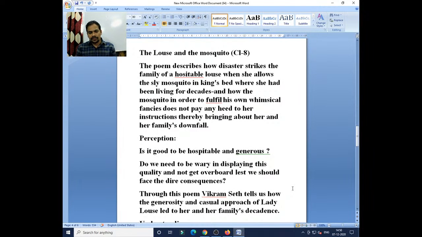So this is a kind of point which can describe how disaster strikes the family of a hospitable house. When I say hospitable house, let me check, I think there is no spelling mistake. The poem describes how disaster strikes the family of the hospitable louse, when she allowed the sly mosquito in the king's bed where she had been living for decades, and how the mosquito, in order to fulfill his own whimsical fancies, doesn't pay any heed to her instructions, thereby bringing about her and her family's downfall.